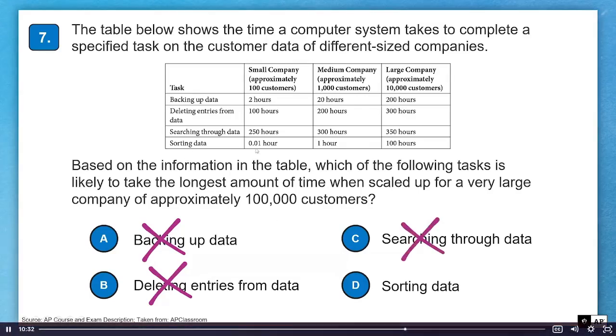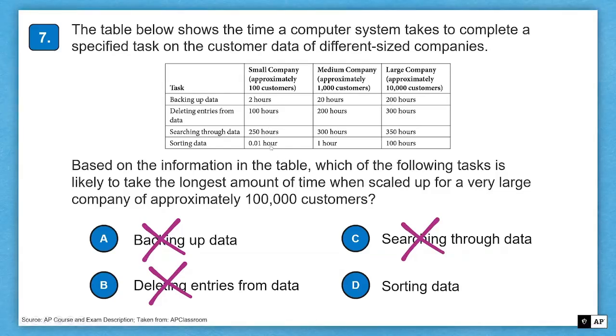But sorting data, even though we only go up 10 times for the amount of customers, the amount of time, 0.01 hours to 1 hour, is going up 100 times. From 1 hour to 100 hours, it goes up 100 times. So for every 10 times I go up for customers, I go up 100 times for the time. So that is our answer, sorting data, D.